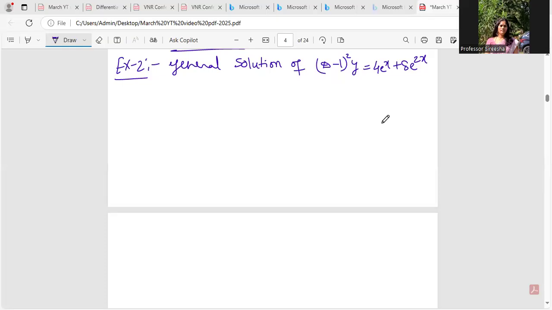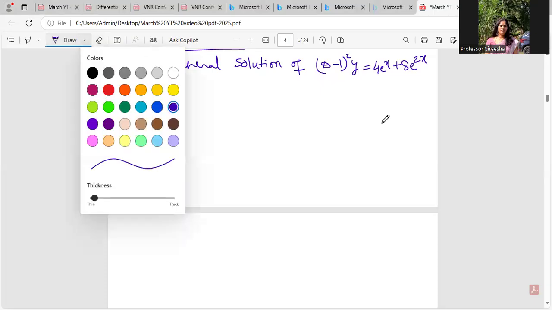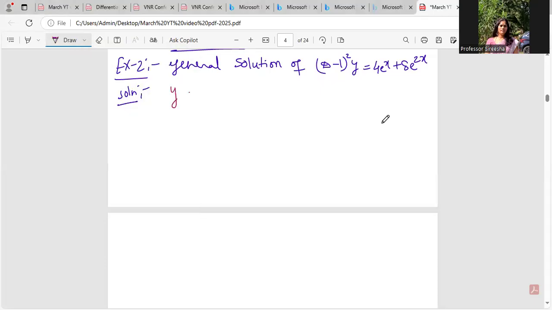Okay, let's see one more example. When q of x is of the form e power x, how to find the solution for a differential equation. Here we are asked to find the general solution. So general solution includes both yc and yp. Y would have two parts, yc and yp.